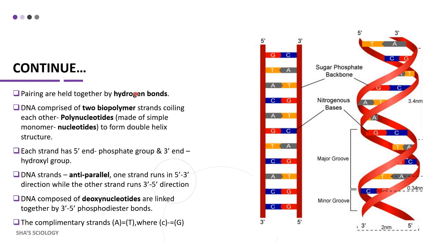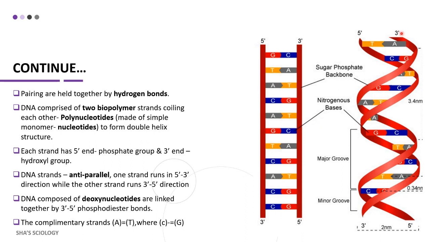So continuing on the structure of DNA, these four nitrogen bases are held together by hydrogen bonds. The DNA is comprised of two biopolymer strands coiling around each other, called polynucleotides. Polynucleotides are made of simple monomers called nucleotides to form the double helix structure. Each strand has a 5' end and a 3' end, whereas the phosphate group is present in the 5' end, whereas the hydroxyl group is present in the 3' end.